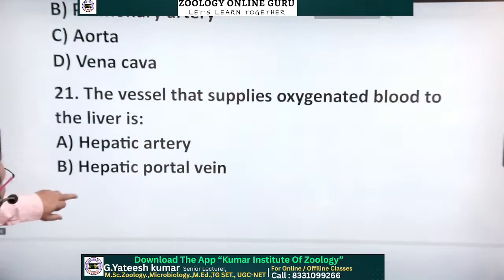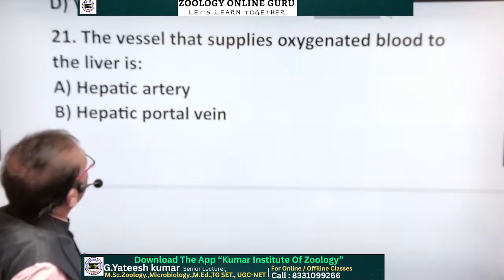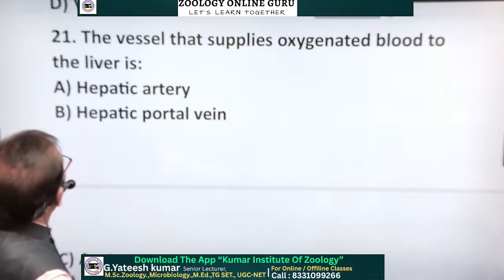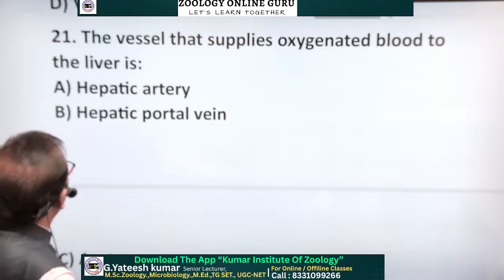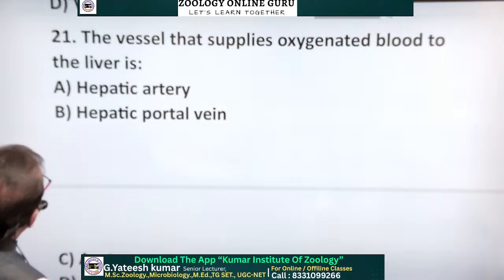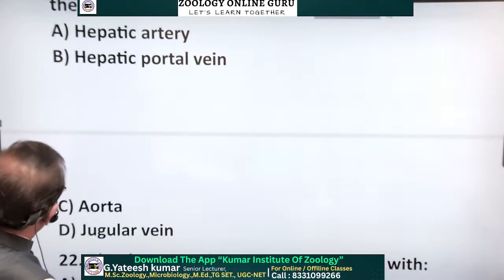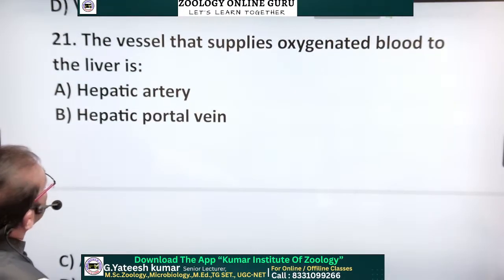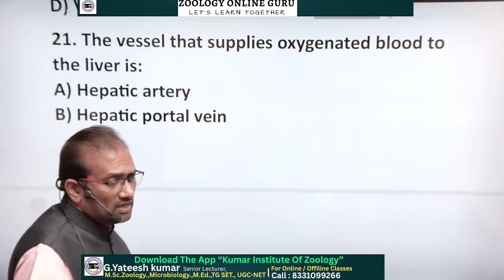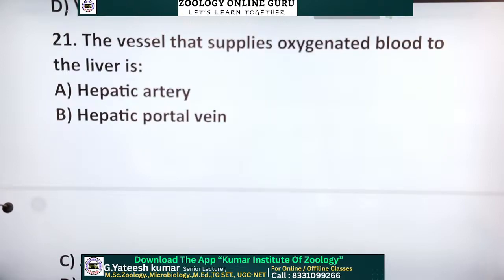Question number 21. The vessel that supplies oxygenated blood to the liver is, okay, pure blood to the liver. Liver means hepatic. Hepatic artery, hepatic portal vein, aorta, jugular vein. Answer the 21st question. The blood vessel that supplies pure blood to the liver is.